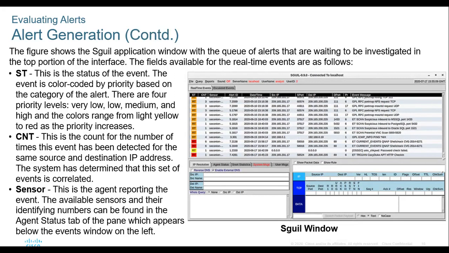The colors range from light yellow to red as the priority increases. So when you have a light yellow, it means less attention is needed. When it grows up to the red, it means high attention is needed in looking at the issue. So CNT, this is the count for the number of times this event has been detected for the same source and destination IP address. The system has determined that this set of events is correlated.